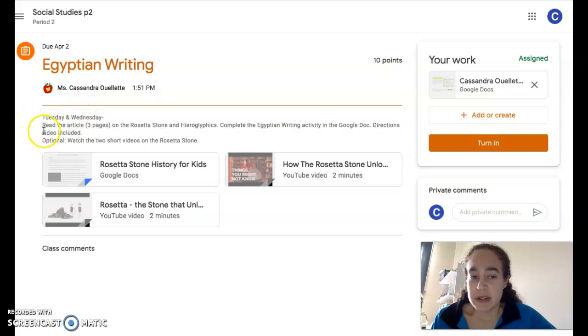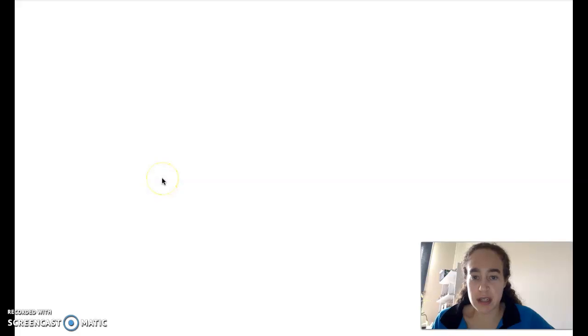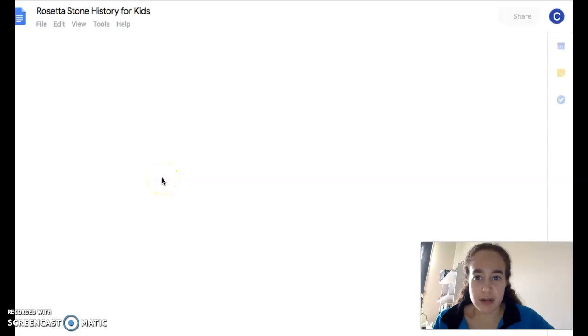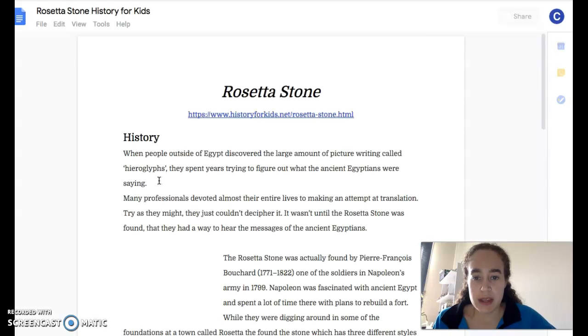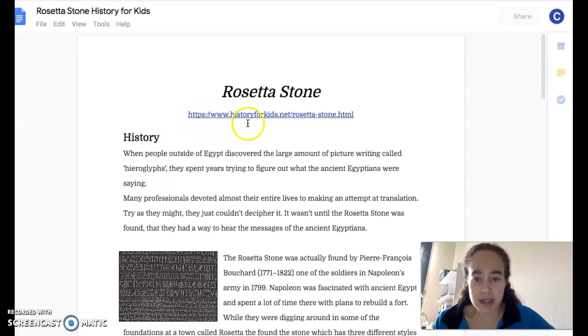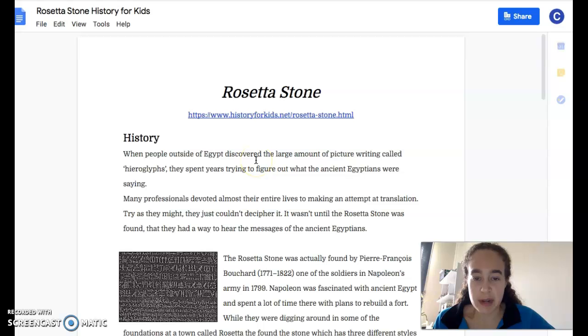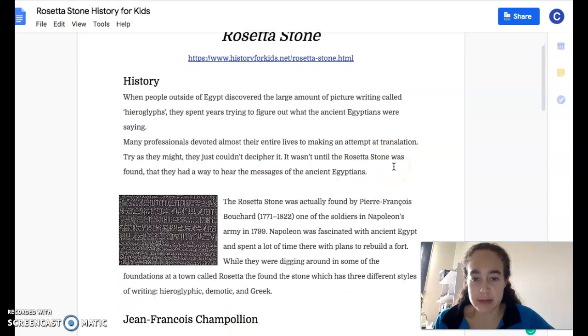You have a few directions. You're going to start by reading this article about the Rosetta Stone and Egyptian writing. This article is about 3 pages long. It does include some pictures. The source of the information comes up here. The first part is all about the Rosetta Stone.